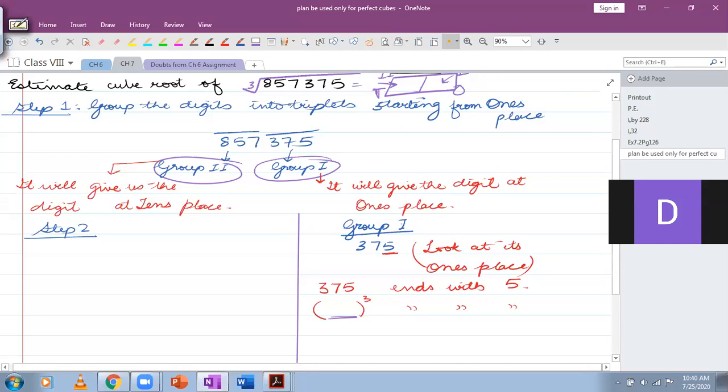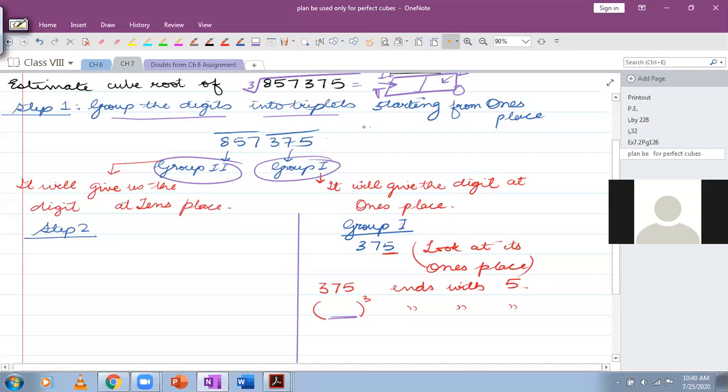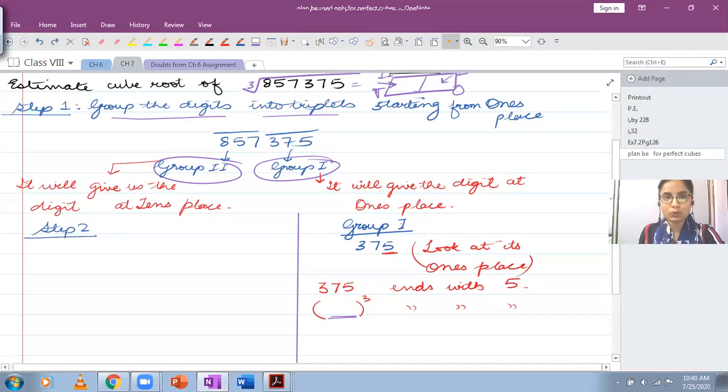So let's just go over from the beginning. We were given this number 8,57,375. We want to estimate the cube root. First step will be to group the digits into triplets starting from ones place. So आपने ones place से दो groups बना लिए. You have two groups of three digits. तीन digits के आपके पास दो groups बन गए.